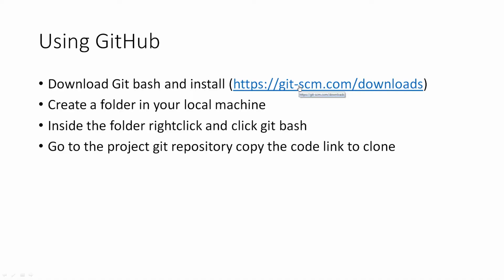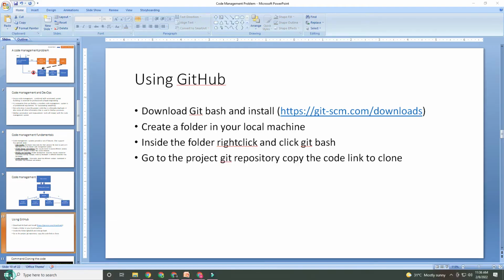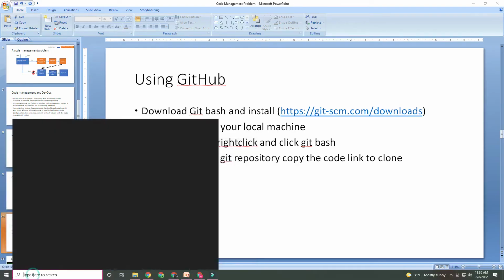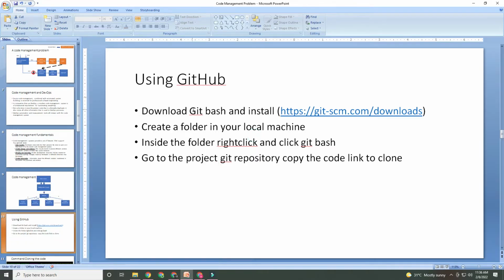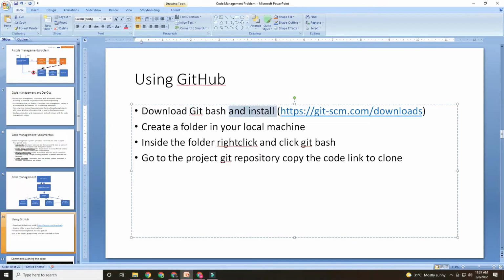Once you have installed it, go to the start menu and type git bash. See, Git Bash is there. You can just click it and work on it. So this is the software: you have to download the Git Bash software and install it. This is the link to install.